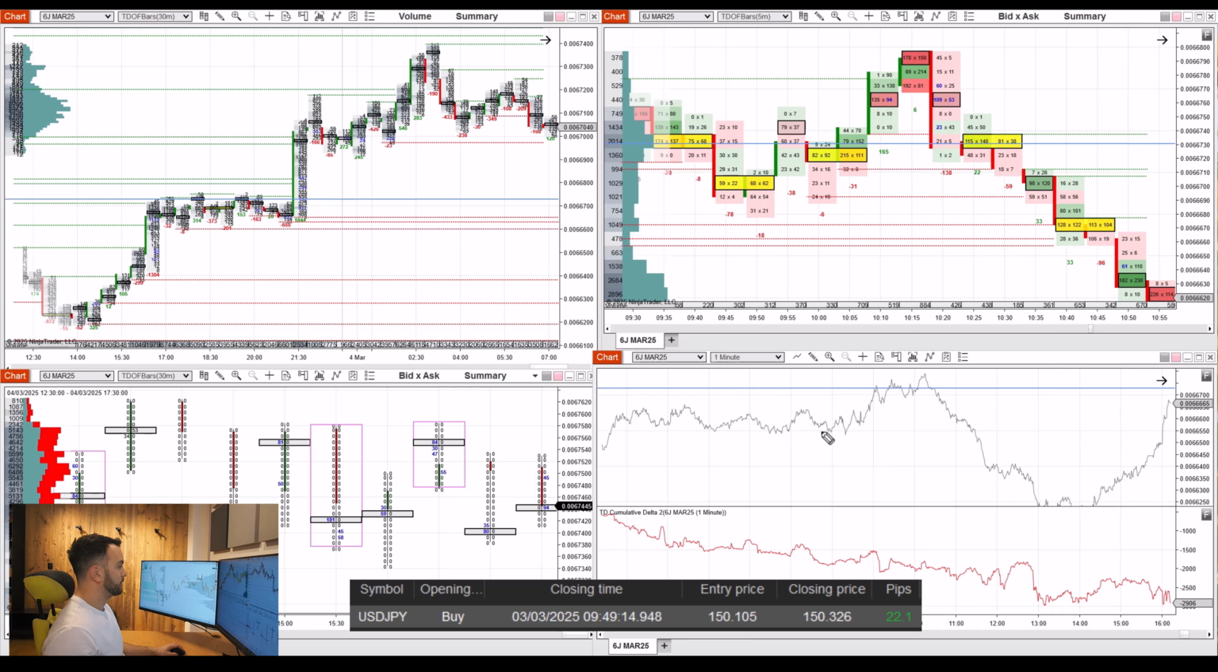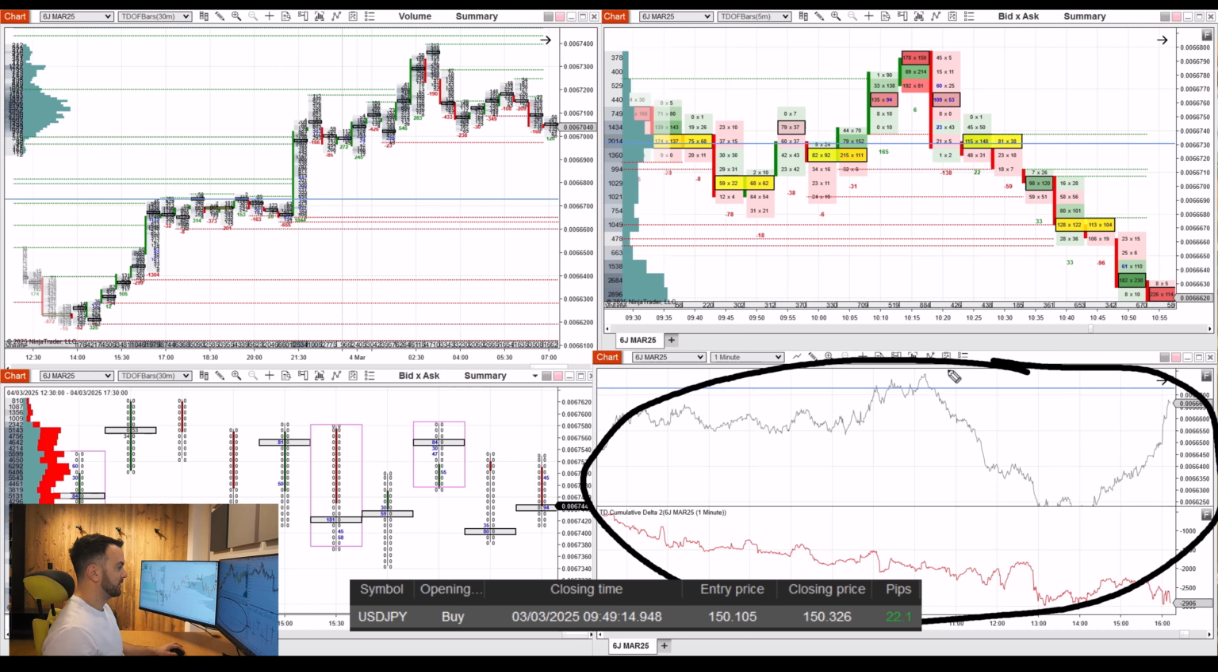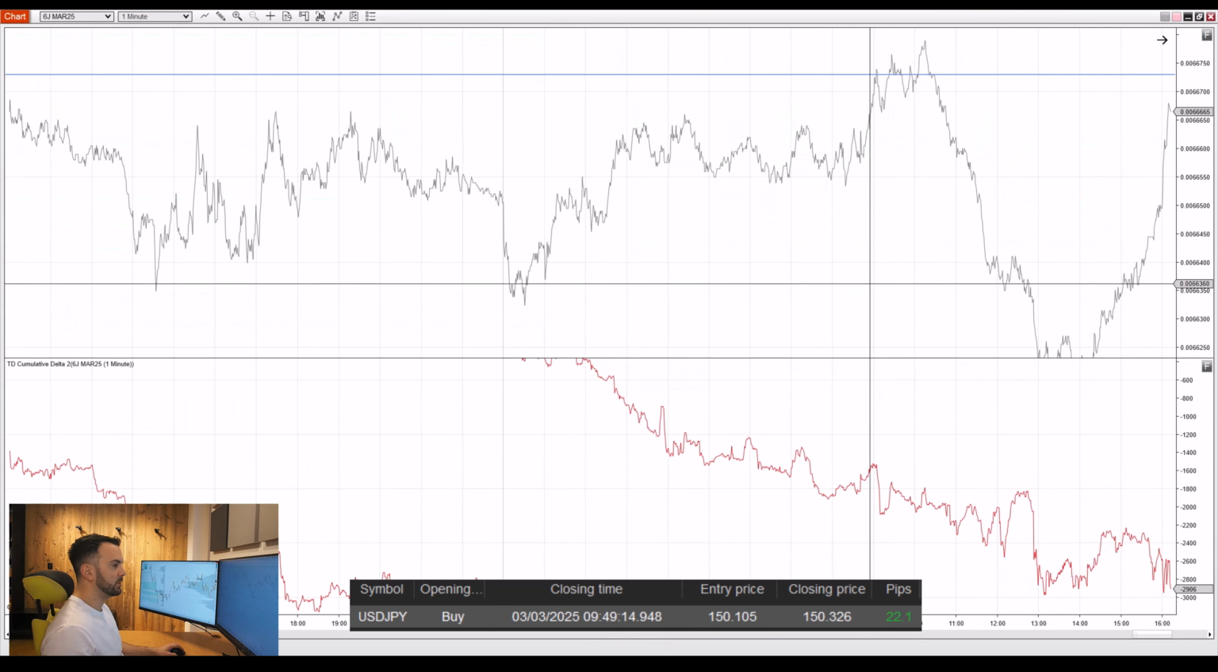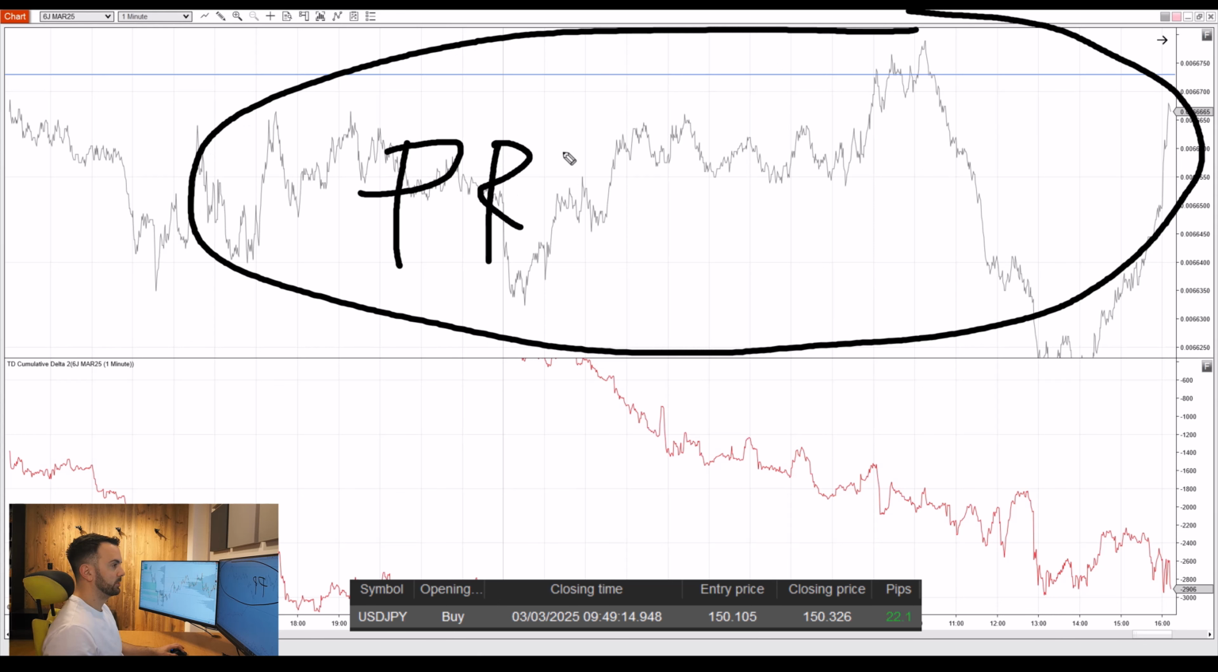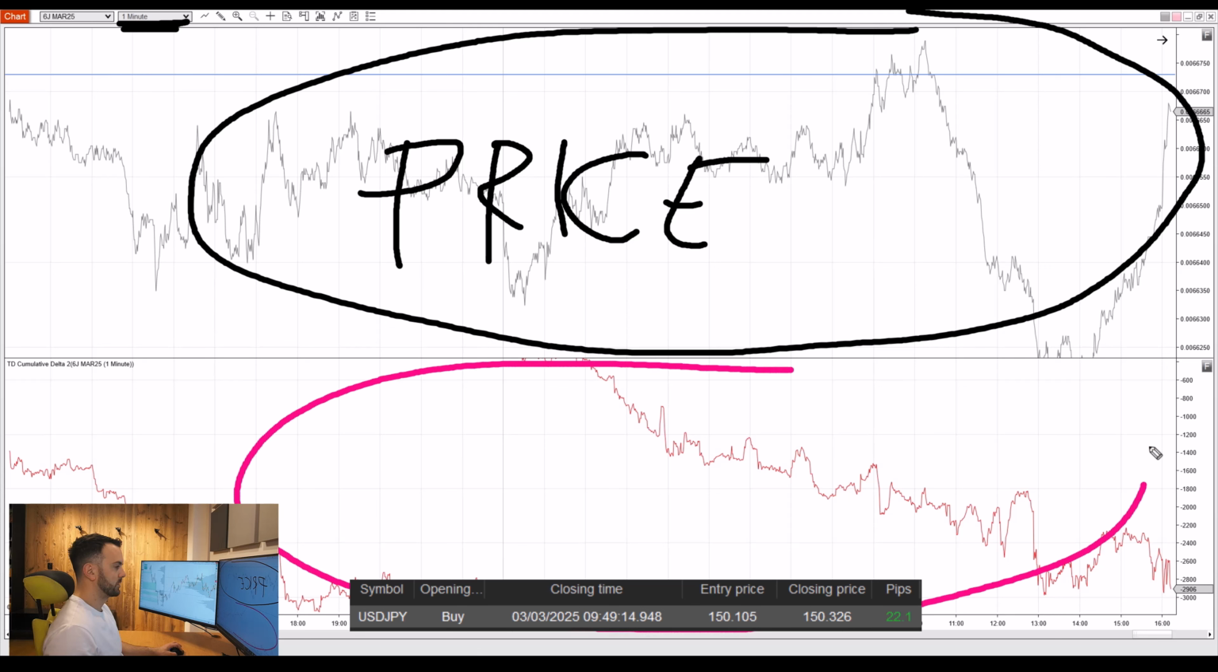Anyways, here is the chart that made me stay in that trade. Let me go full screen with this one so you can see it better. The top one is the price chart, a 1 minute chart, and the chart at the bottom is cumulative delta.